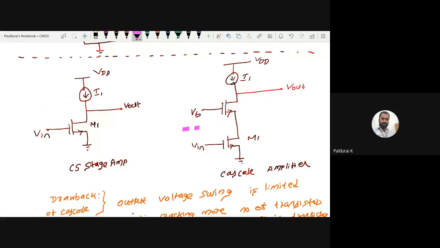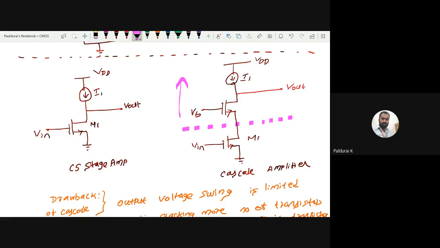In order to reduce this, don't change the remaining configuration, the one which is above. Just we are going to fold the input transistor alone. So no change in the remaining part. It may be NMOS or PMOS. First we will play with NMOS.